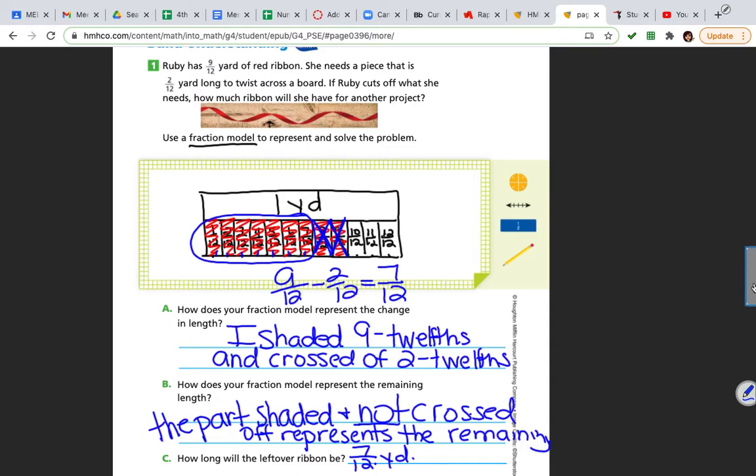So if you're still writing, pause your video. If you're finished, turn the page.